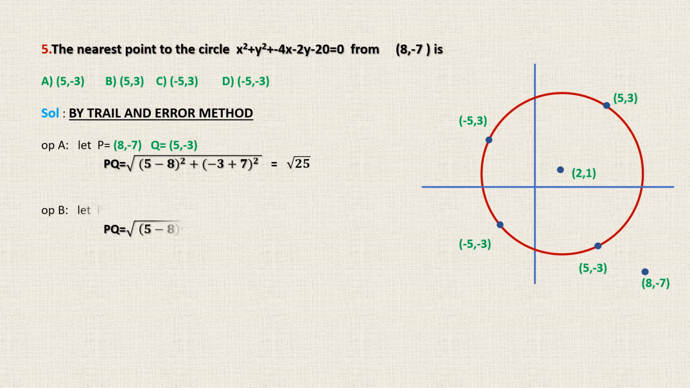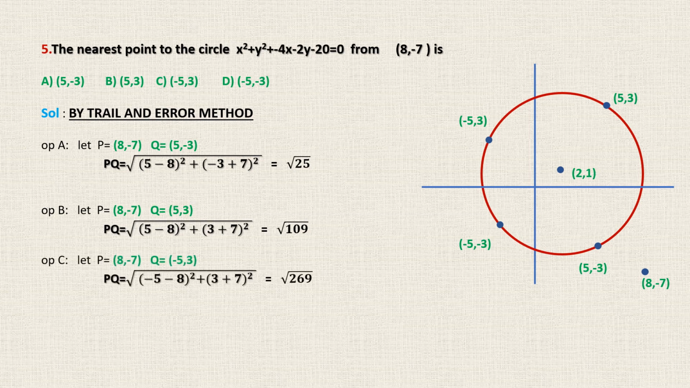You are going to get the distance between P and option B as square root of 109, and in the same way for option C and (8, -7) it is square root of 269. In the same way, for option D it is square root of 185. By observing, the smallest distance is square root of 25. That is, (5, -3) is the nearest point to the circle from (8, -7).